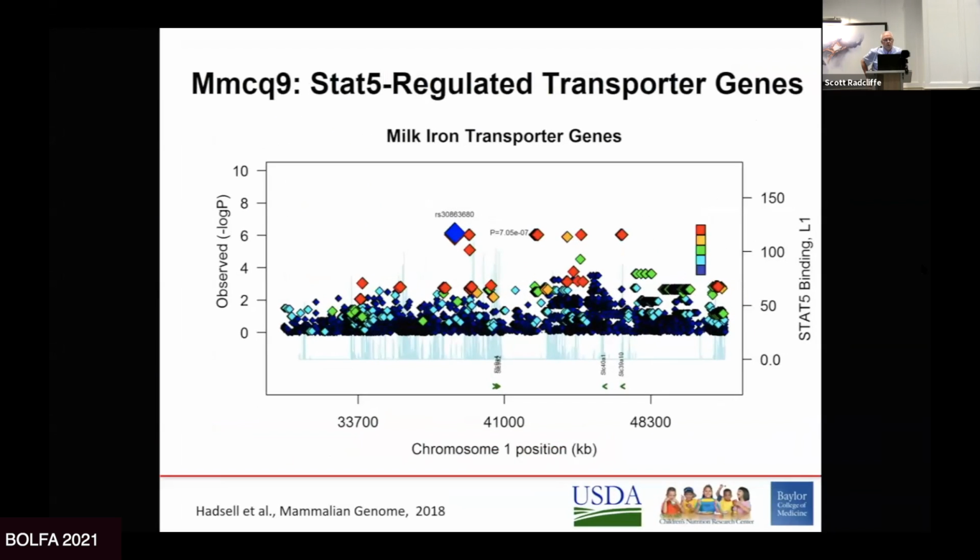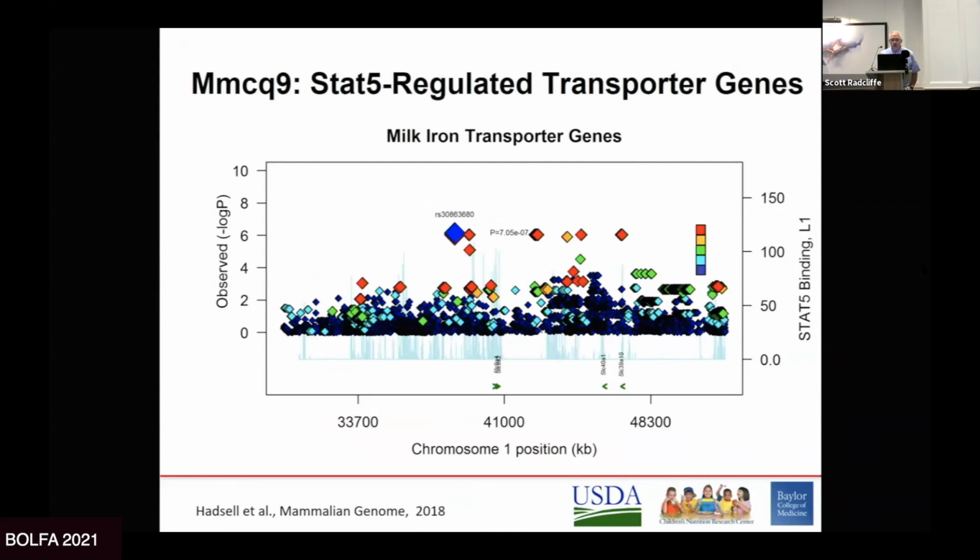This is just another look at that, except I've decided to remove the genes. The other thing you do, of course, when you have this huge list of genes is you go back and say, okay, based on what I know about the biology, what are the most likely candidates? And in this case, we decided to focus on 4 transporter genes that were in the region, these SLC genes.